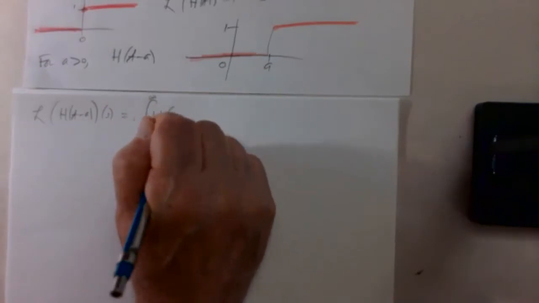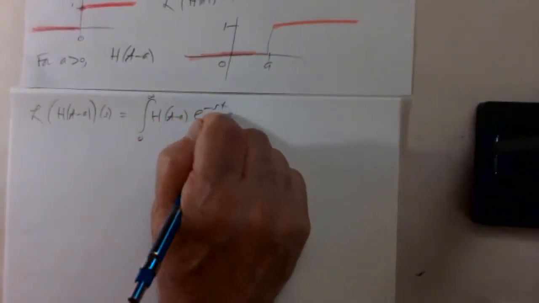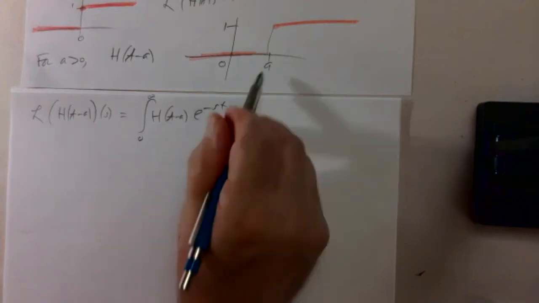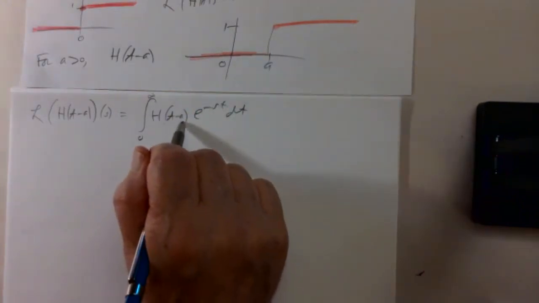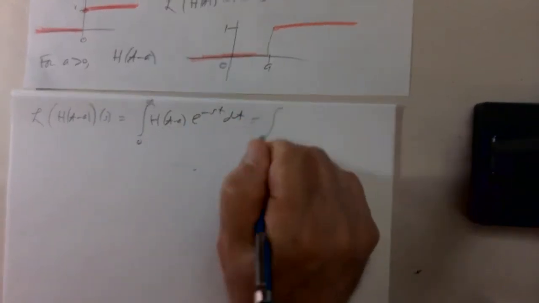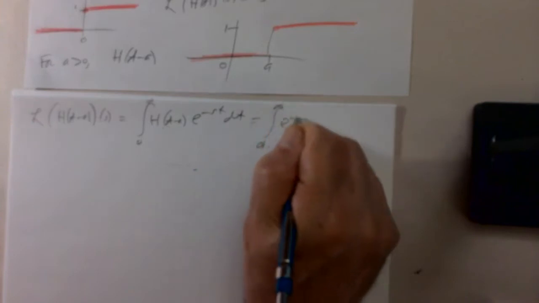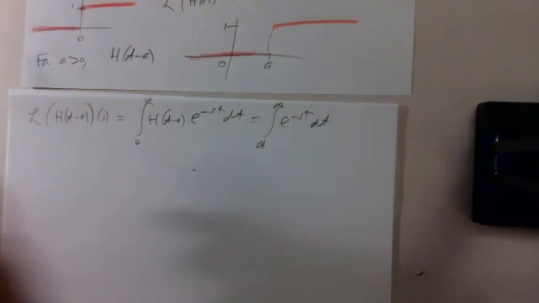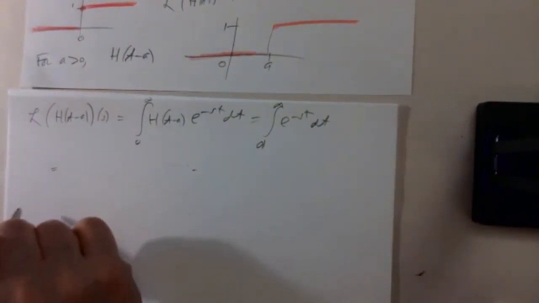Suppose I wanted to take the Laplace transform of the function h of t minus a. That would be the integral from 0 to infinity h of t minus a e to the minus st dt. But this function is 0 until you get to a, and it's 1 starting at a. So this is really the same as the integral from a to infinity, e to the minus st dt. What is this integral?